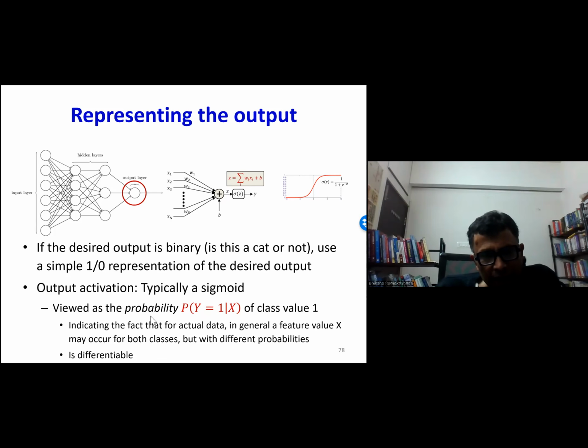This is indicative of the fact that for actual data, in general, a feature value x may occur for both classes. So it also captures the semantic that at any given x, you could have the same input value observed for both output classes. But one class is likely to be more probable for that x than the other. And so the output of the sigmoid can be viewed as the probability of the class given the input x.